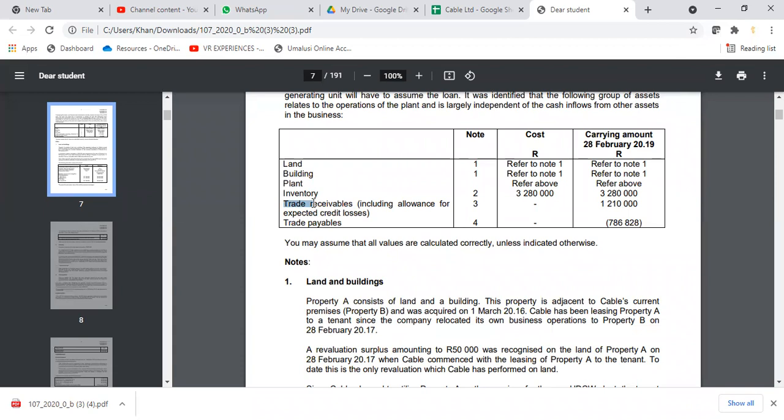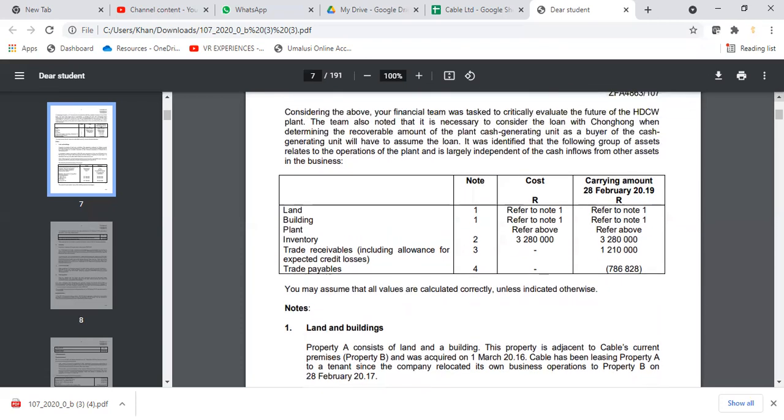So if I didn't tell you these 3, if I just said prepare the note IAS 16.73 D and E for all the assets within that standard, then you must know it is only these 3 assets. Inventory does not fall under IAS 16. Trade receivables don't fall under IAS 16. So that's very important to take note.